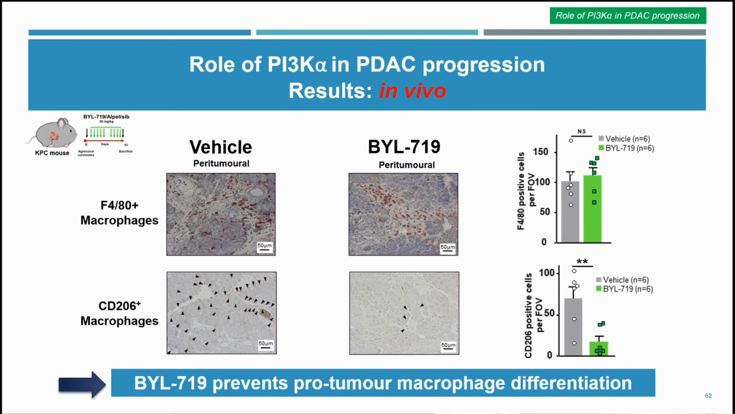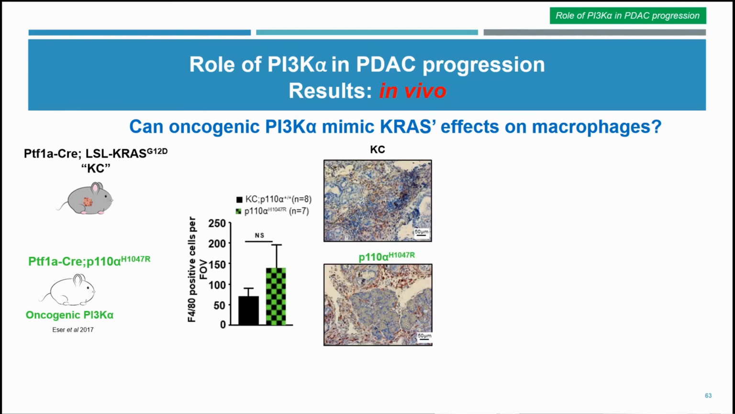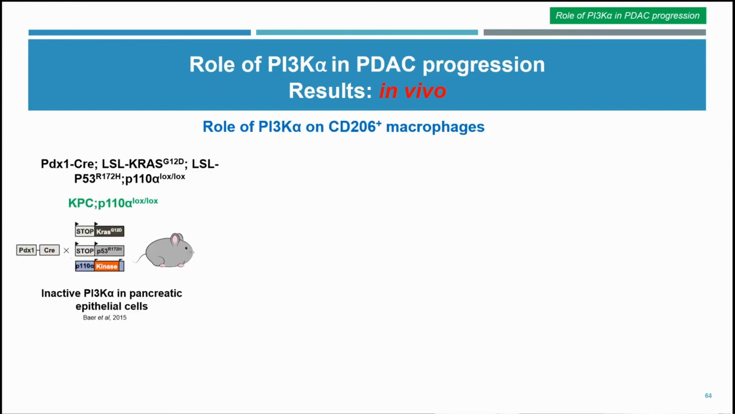which could be summarized as that BYL prevents the pro-tumor macrophage differentiation. So we also tried to observe if oncogenic PI3K alpha could mimic the effect of oncogenic KRAS on macrophages. So we used 2 different mouse models. This one, for example, was expressing KRAS in acinar cells, and this one had the oncogenic activating mutation of PI3K alpha in acinar cells. We do not observe differences in terms of general macrophages or in CD206 macrophages. Therefore, oncogenic PI3K alpha does not have the same effect as mutant KRAS on macrophage differentiation.